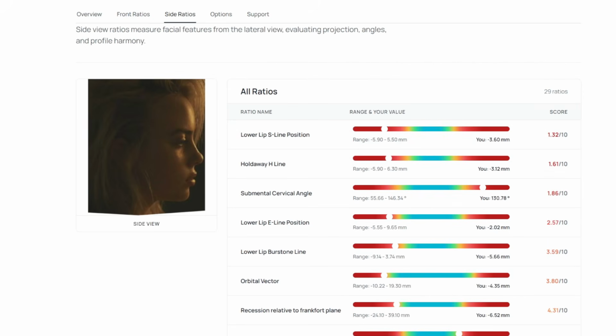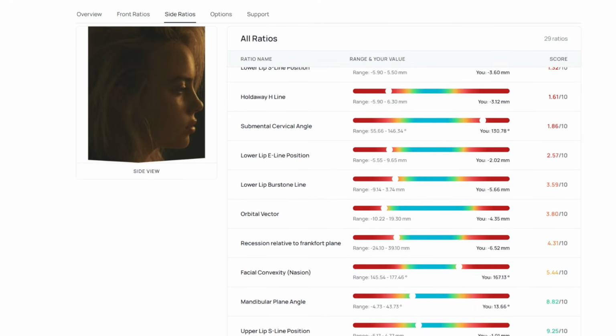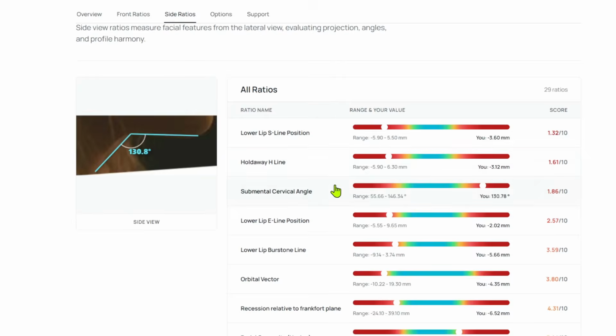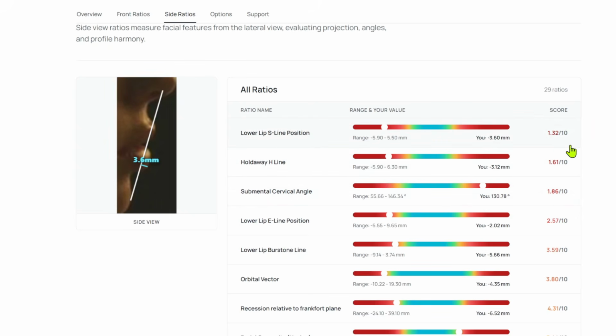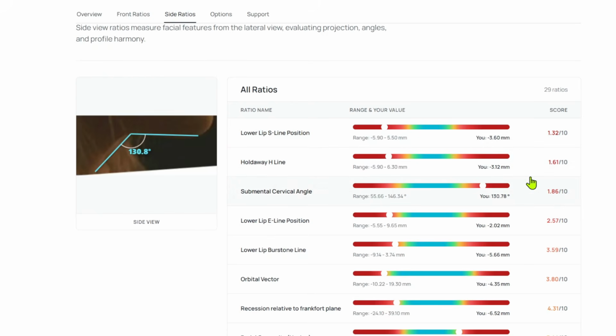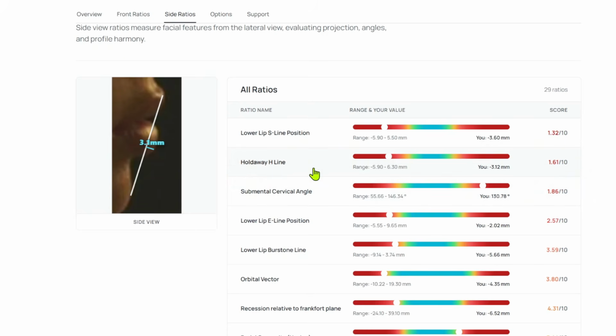So for our lowest, oh my god. Jeez. All right. It's not bad, but look at that. Lower lip S-line position, 1.32 out of 10. Yeah, that's bad. Then our Holdaway H-line is a 1.61 out of 10. Boom, vine boom right there. You can see what's going on with the lip. That's the sound that resonates off when I look at this picture. I'm not sure if you guys notice that as well.